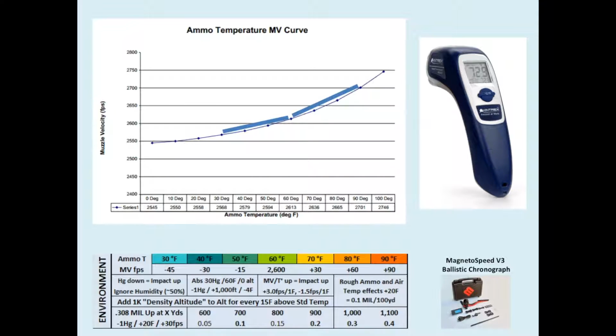If we do want to know exactly, we should use a ballistic chronograph. I recommend the MagnetoSpeed in the lower right corner. It's more modern, a bit more expensive, but it's reliable and very accurate. And they have a Sporter version too, which is also cheaper.